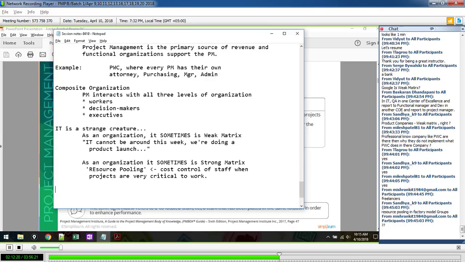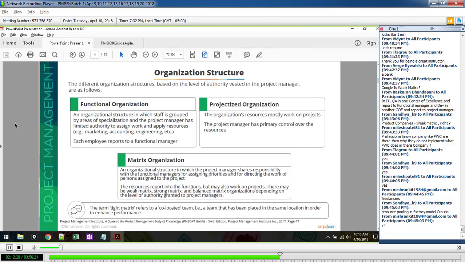Yep. So you see what happens here, right? There are a lot of things. Let's go deeper into it, and I'll talk about balanced matrix in a bit.